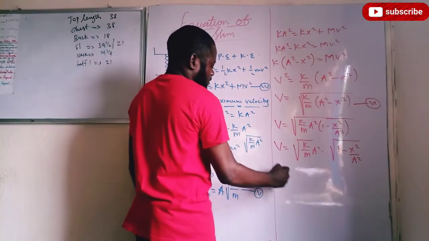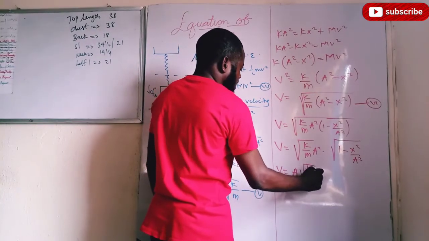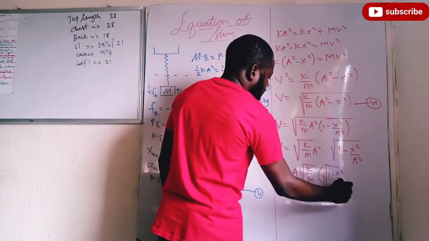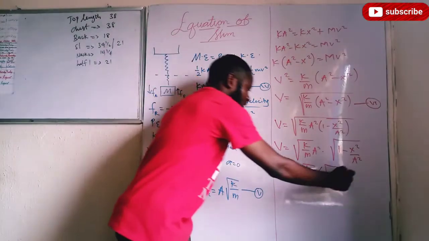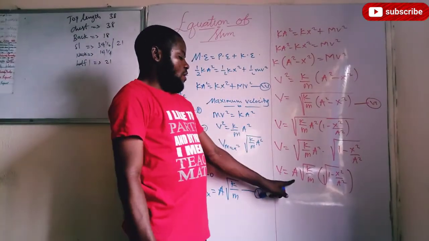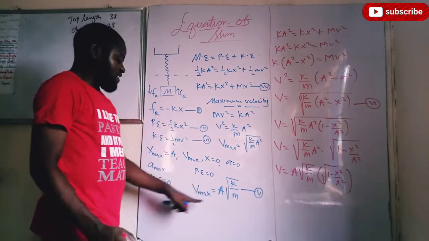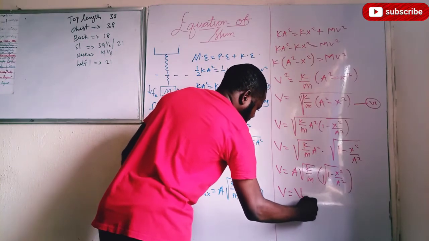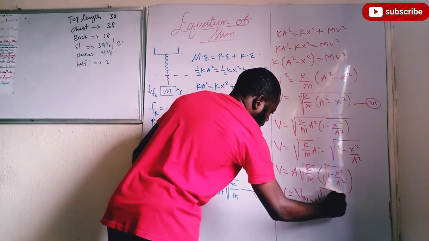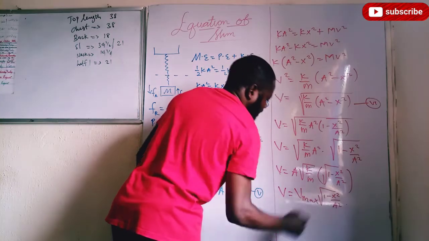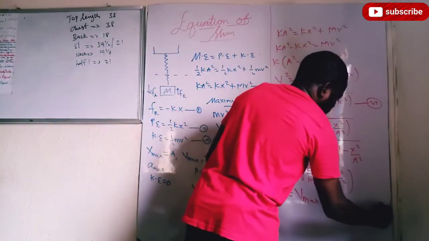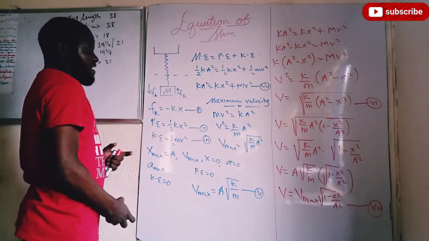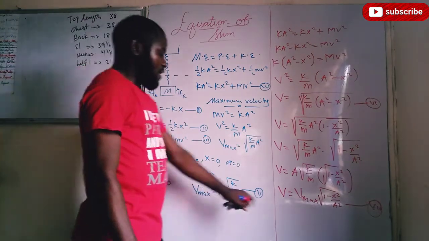So if you look at this now, this is the same thing as saying a root k divided by m into the square root of 1 minus x² over a². So we close the bracket. So if you look at this now, a root k over m is the same thing as the maximum velocity. Thus, velocity at every instance is v max, the square root of 1 minus x² divided by a². So this is going to be our seventh equation. So that's equation 7.